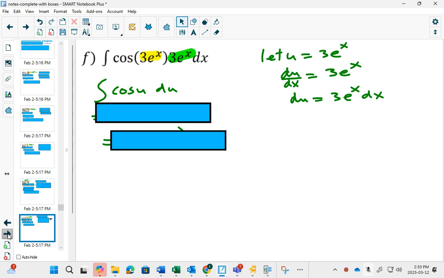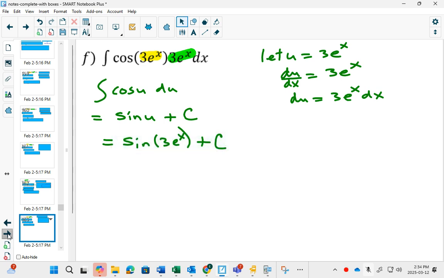So the whole purpose of substitution is to take stuff that looks complicated because a chain rule would have happened and simplify it so that it's an easy integral. Is the integral of cos positive or negative sine? Positive sine. And then you can substitute back.